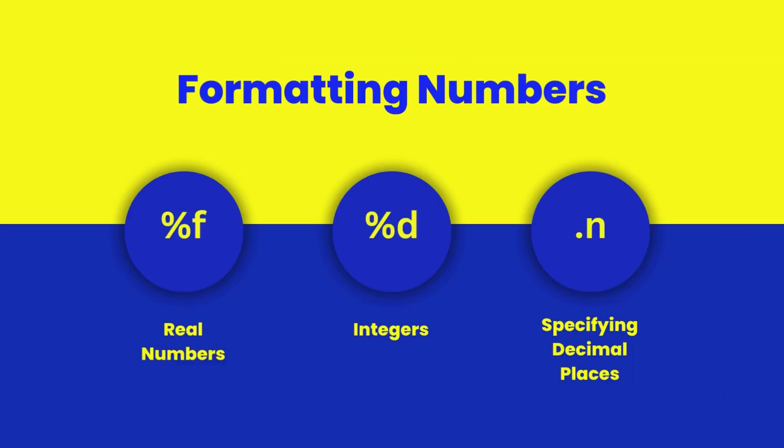SPRINTF allows precise number formatting using %f for real numbers and %d for integers. You can specify the number of decimal places with .n. For example, SPRINTF pi is about %.3f, 3.14159265, outputs pi is about 3.142.